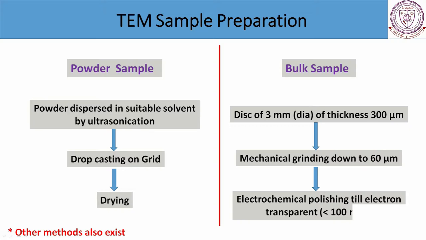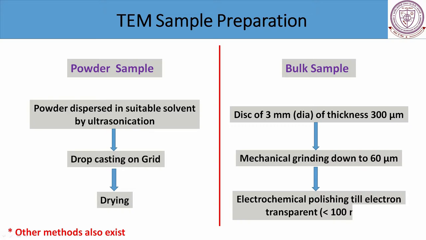Suppose that somebody says, no, I have the bulk sample. Yes, you can do it, bulk sample as well. The first step is that you should be able to have a 3 millimeter disc. And normally the thickness that you can cut with any kind of cutter, it can go up to 300 micrometer. Remember, after grinding, you have to go down to 60 micrometer. And then from the many of the variants of the technique, you can go to 100 nanometer or so. Remember, 50 nanometer is desirable.